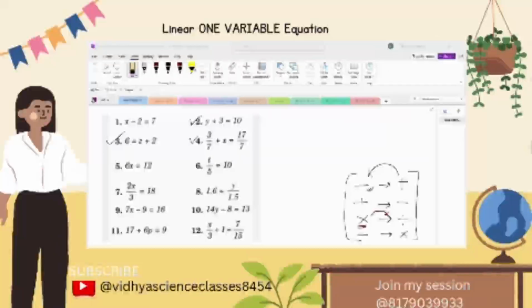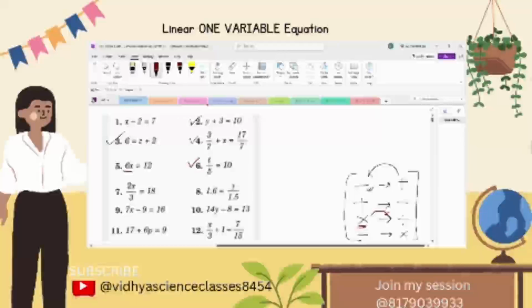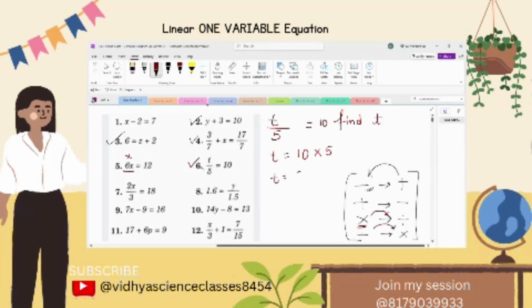See here. The question number 6. This is a multiplication question. But this is a division question. t divided by 5 is equal to 10. Find the value of t. If division goes to the other side, it will become multiplication. That's just 5. So 10 multiplied by 5. So t is equal to 50. Clear?